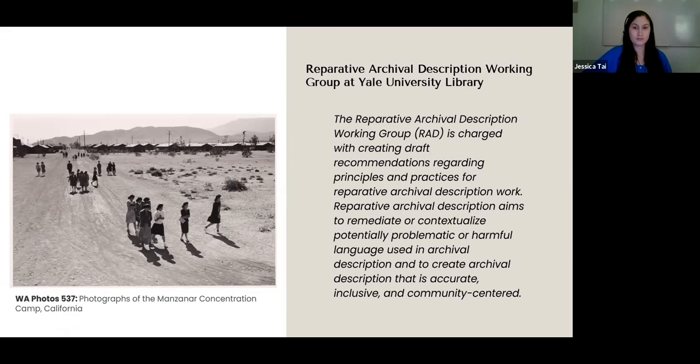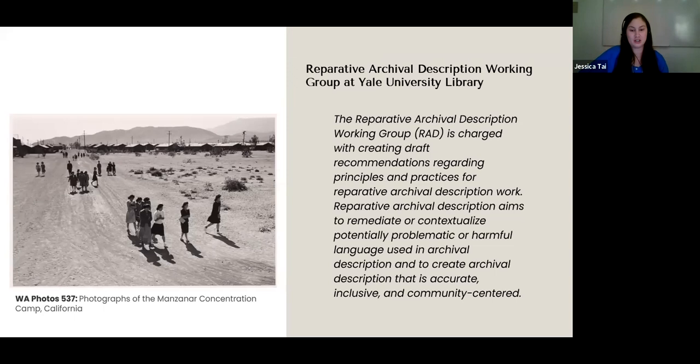Hi everybody. Thanks Monica for that introduction. Again, I'm Jessica Tai and I'm the Resident Processing Archivist at Beinecke Library here at Yale. And I'm also chair of the Reparative Archival Description Working Group, also known as RAD, at Yale Library. And RAD is charged with creating draft recommendations for reparative archival description work.